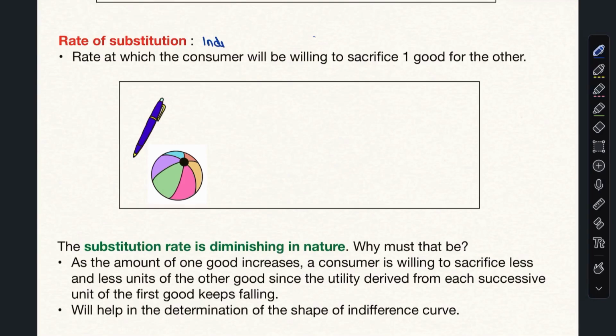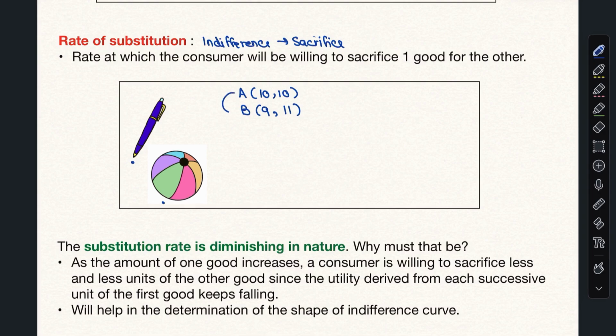Therefore, to remain indifferent between bundles, a consumer has to sacrifice quantity of one good to gain more units of another good. For example, let us suppose that we are consuming pens and balls, and there are two bundles A and B between which the consumer is indifferent. Let bundle A have 10 units of pens and 10 units of balls. Let bundle B have 9 units of pens and 11 units of balls.